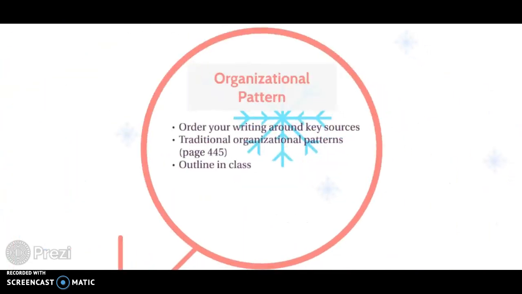On to organizational pattern. Order your writing around key sources, traditional organizational patterns, outline in class. Sources should enhance, not dominate. However, you may order your writing around your sources. You can use the 5-paragraph essay because it is familiar to you. I do not expect you to use it.